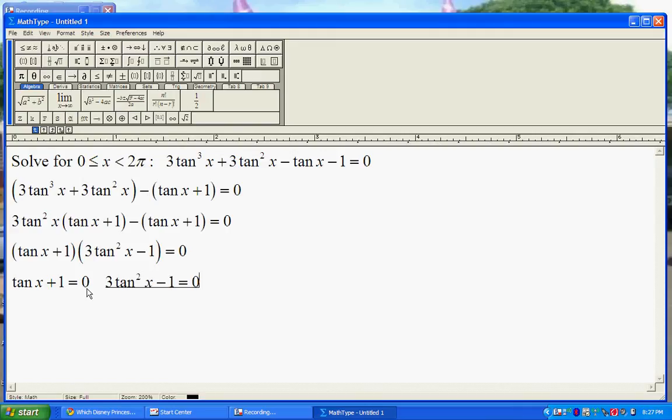So let's solve the first one. In the first one, I have tan of x plus 1 is equal to 0. So what I'm going to end up with is tan of x is equal to negative 1. Between 0 and 2 pi, we know that tan of x is equal to negative 1 in the second quadrant and the fourth quadrant. Let's make a note of that.